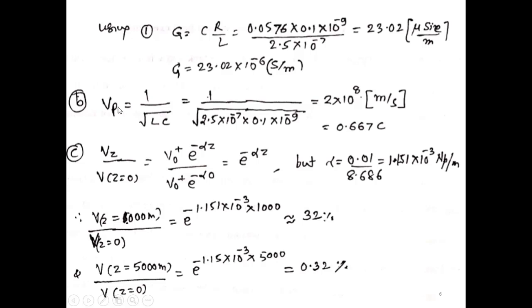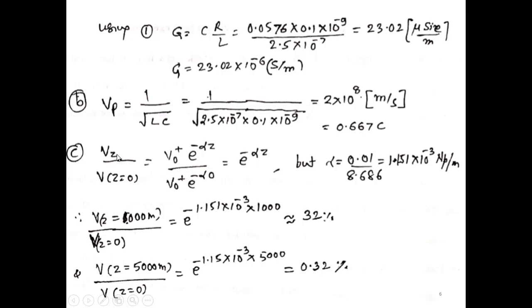And from the phase velocity, Vp is equal to 1 by under root of LC, is equal to 1 divided by under root of L, which is 2.5 into 10 raised to minus 7, and C, which is 0.1 into 10 raised to minus 9. You take under root of this. It simplifies, you get 2 into 10 raised to 8 meter per second. Or this is the same as 0.667 into C, where C is velocity of light, that is 3 into 10 raised to 8 meter per second.